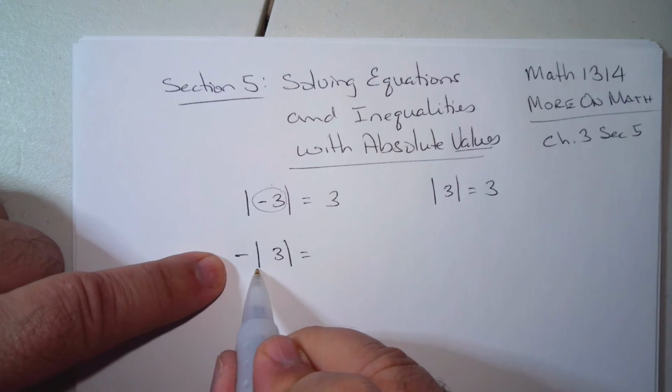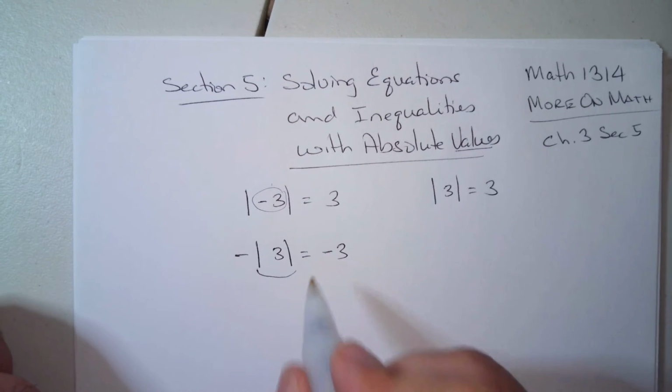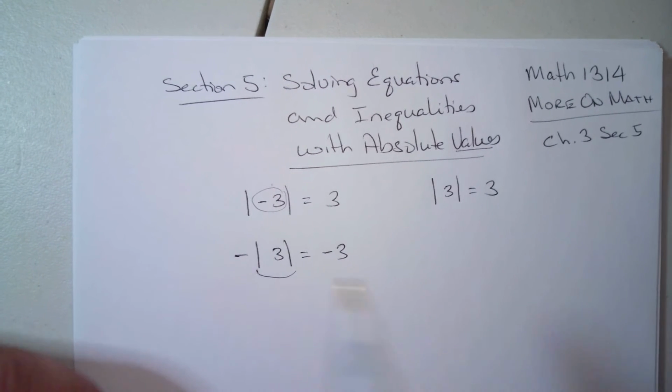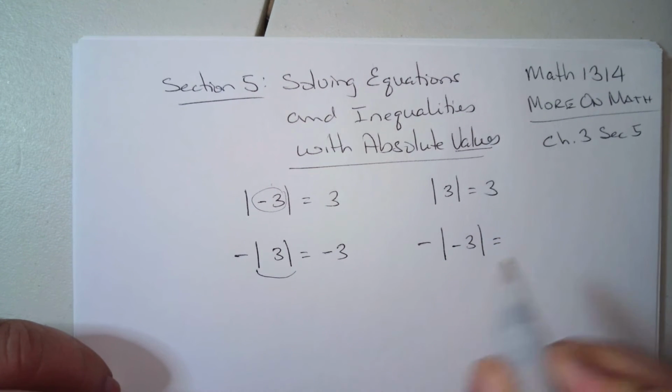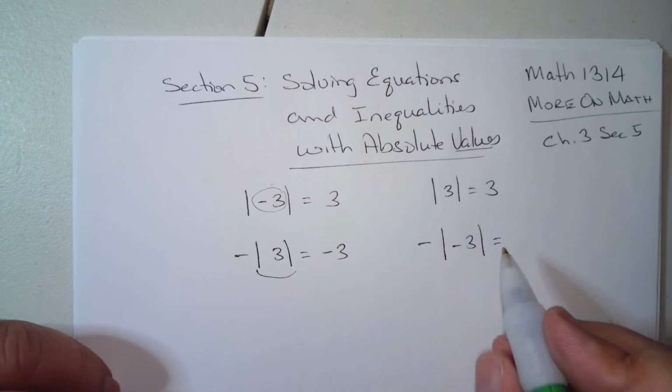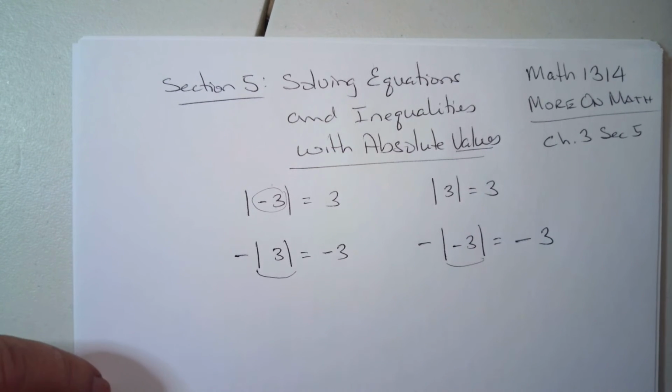If the negative is outside, order of operations, I have to do this first, which gives me 3, and the negative stays in front. So if the negative's outside, it stays negative. You cannot distribute, so the answer would still be -3, because that becomes 3.